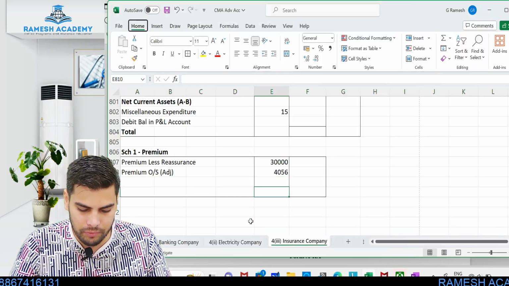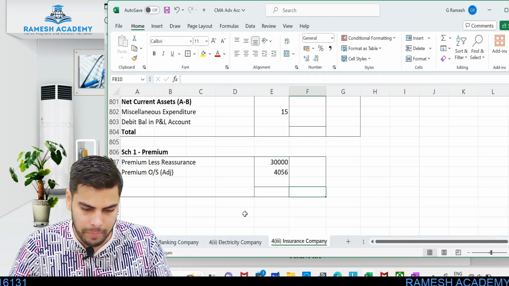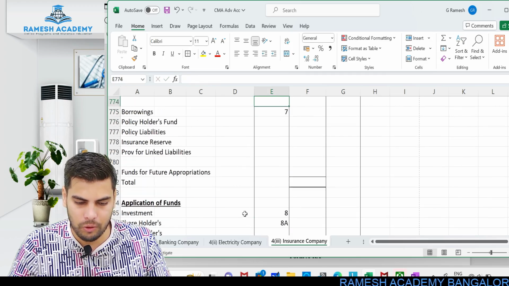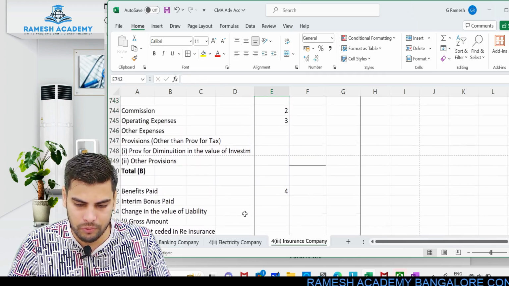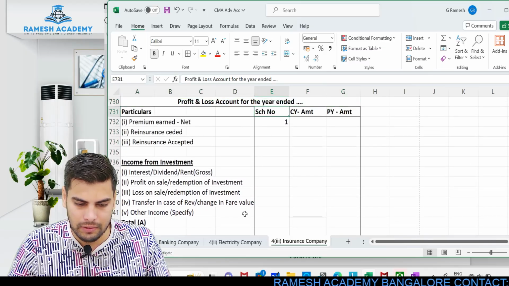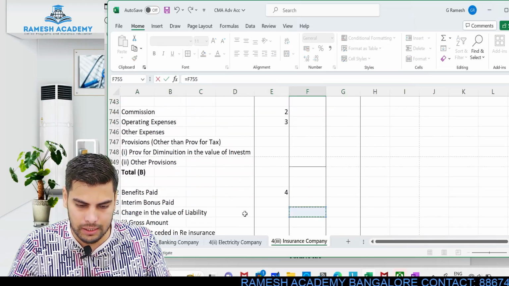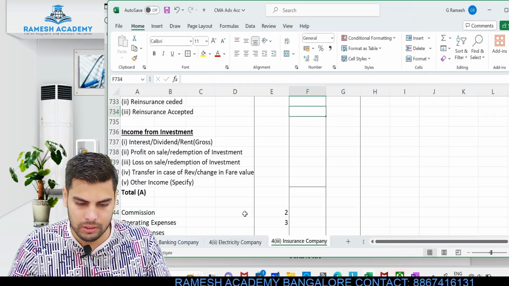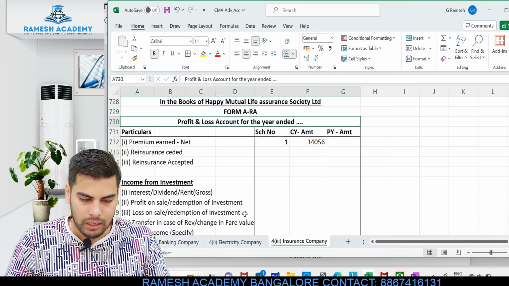We don't have any other information relating to premium. So the total amount would be 34,056. This is the amount which I'll be writing in my P&L account, 34,056. I'll just give the reference number over here. I'll not be writing the figures, just giving the link. So this is the premium account, and we are done with this premium.